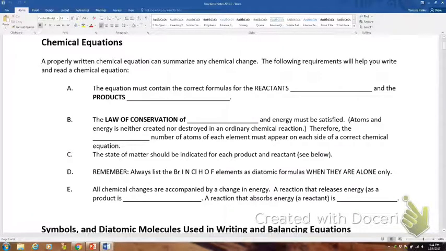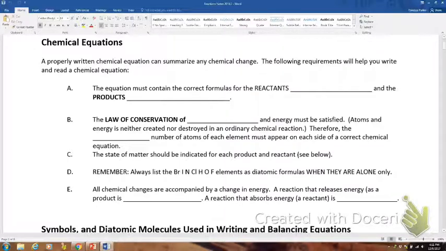Okay, this is the last unit that we're going to do before the semester ends, and actually it's just a little snippet of the unit. We're going to do the majority of this unit after Christmas break. So before we leave for the Christmas break, I want us to make sure that we know how to write equations and balance them. This is where all of those learning how to write formulas is going to come in handy. The better you know that, the easier this unit's going to be for us.